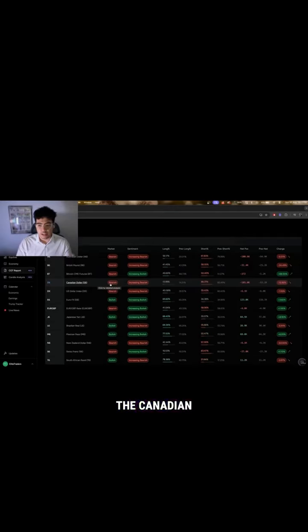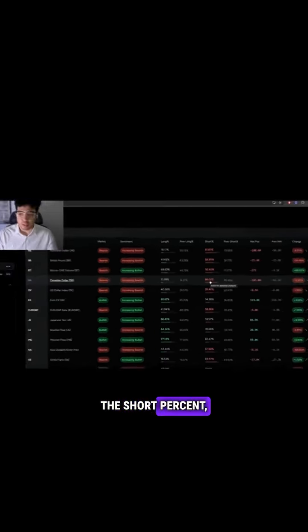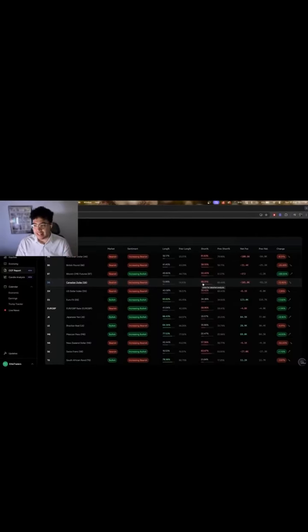So here we have the Canadian dollar, market is bearish, the sentiment is bearish, but this is where it gets interesting. The long percentage has been decreased again from 14.51% to 13.99. Then we've got the short percent, which has been increased from 85.49 to 86%, which was already at extremes.